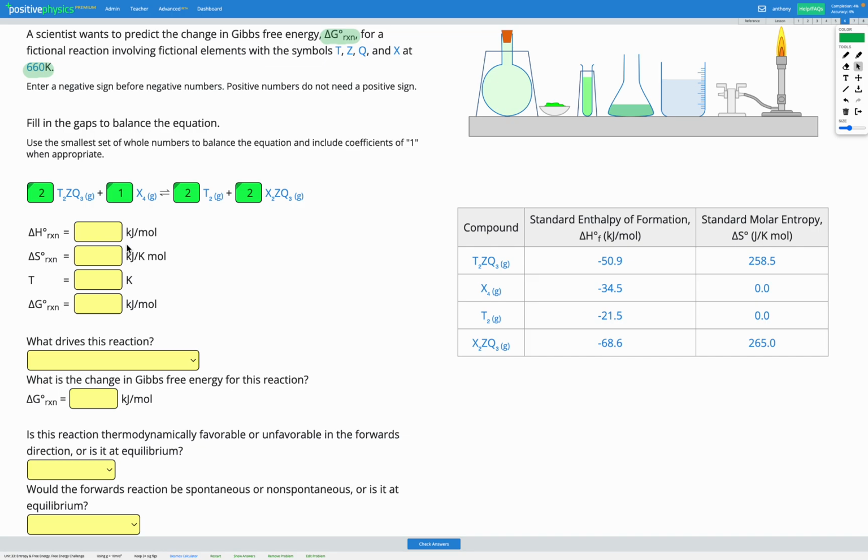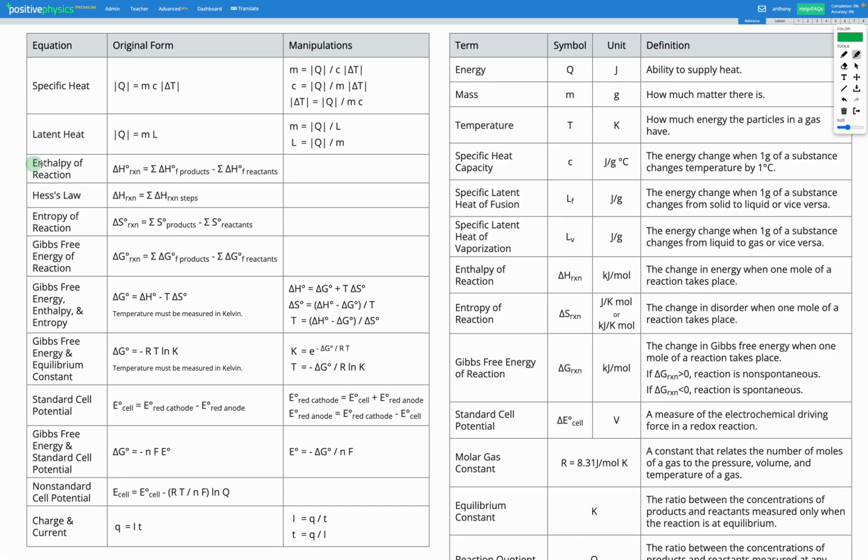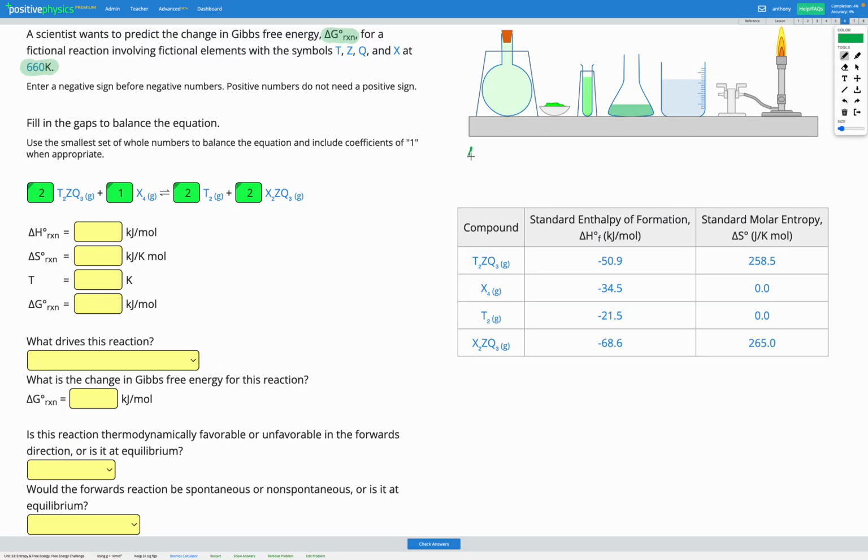Okay, my next step is to figure out my enthalpy change of reaction. Here's my equation for the enthalpy change of reaction. The enthalpy change of our reaction is equal to the sum of the enthalpy change of formation of our products minus the sum of the enthalpy change of formation of our reactants.